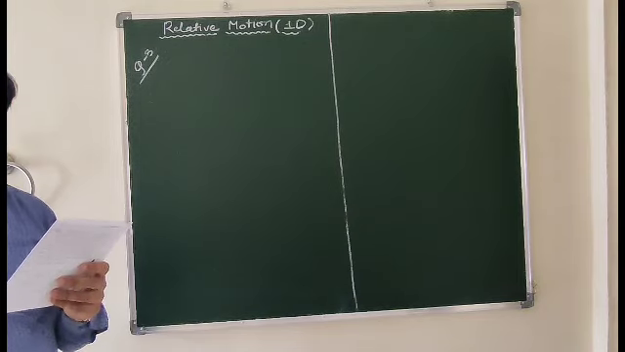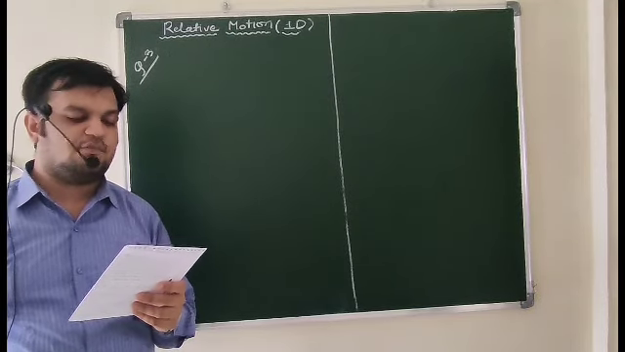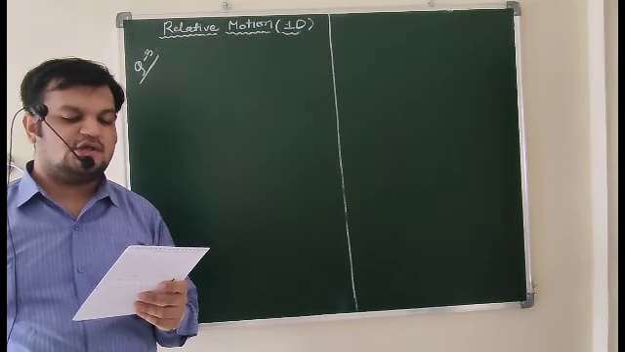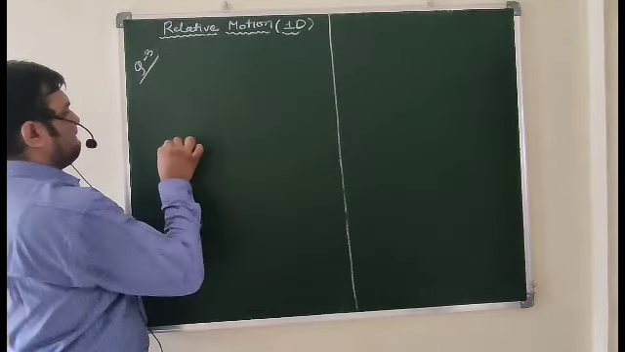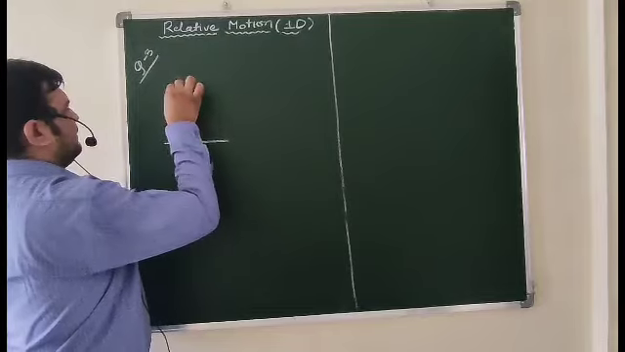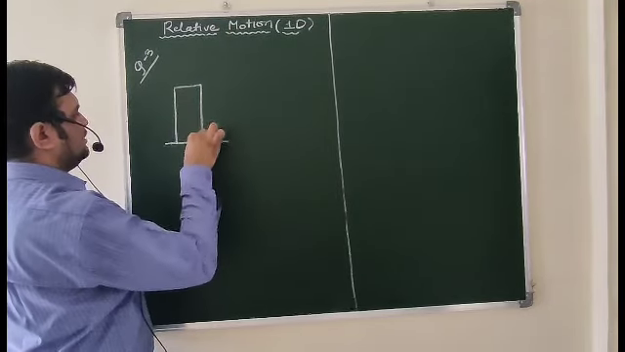So here, as per the first statement, a stone is thrown upward from a tower with a velocity of 50 meters per second. So here, this is a tower.